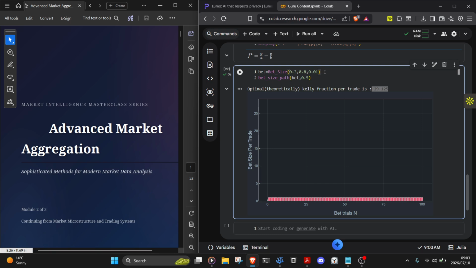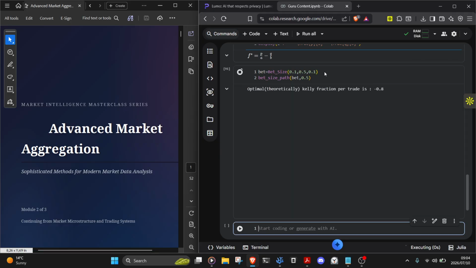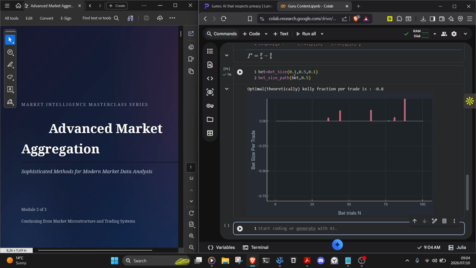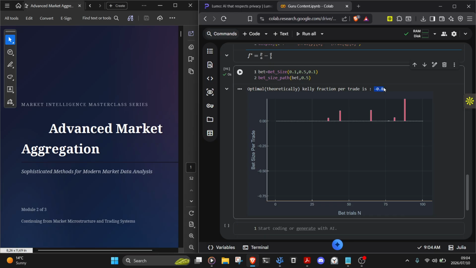And let's just run one last strategy. Let's say you're willing to put up 10% to make about 50% back, right? With a 10% probability of winning. Is this a strategy with a positive EV, negative EV? Let's find out. As you can see, this is a negative EV strategy. The Kelly fraction per trade is negative 0.8, meaning that you shouldn't be playing this game at all.